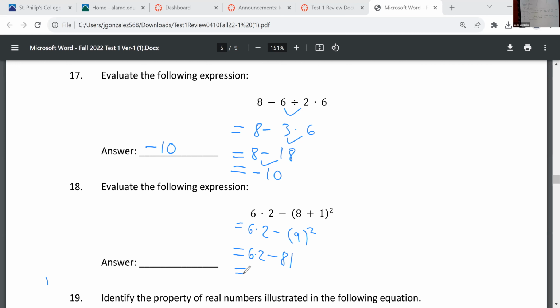Left to right, 6 times 2. First thing has higher priority than subtraction, right? Yes. Now there's only one left. What is 12 minus 81? Negative 69. Oh my god, bro, he's gonna dock points off that. He probably did that. Wrong answer.